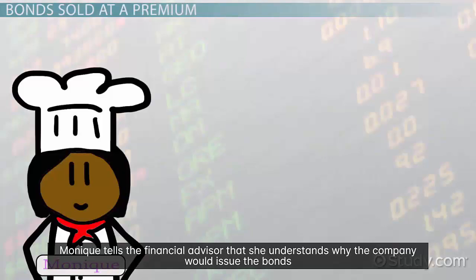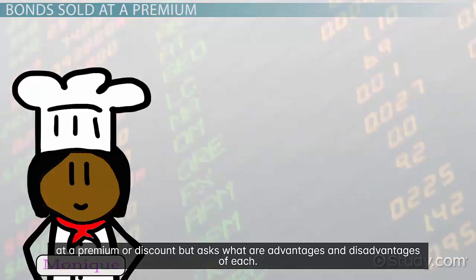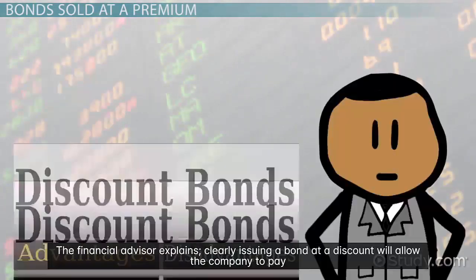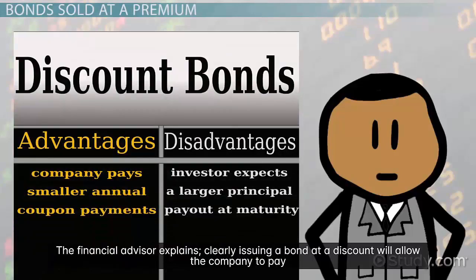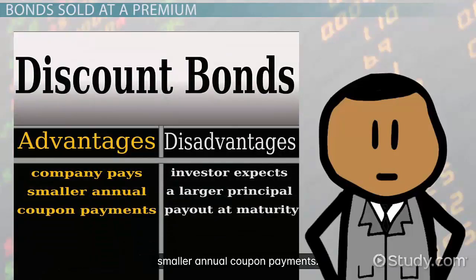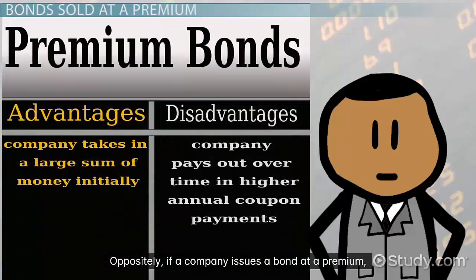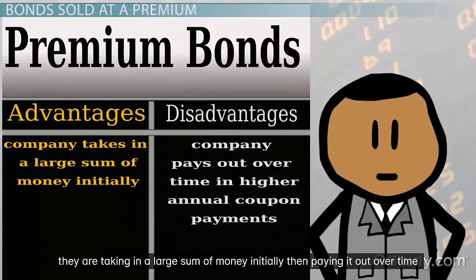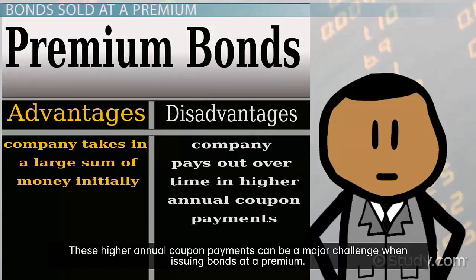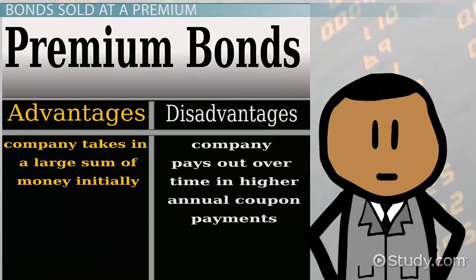Monique tells the financial advisor that she understands why the company would issue the bonds at a premium or discount, but asks what are advantages and disadvantages of each. The financial advisor explains, clearly issuing a bond at a discount will allow the company to pay smaller annual coupon payments. However, once the bond matures, the investor expects a larger payout of principal. Oppositely, if a company issues a bond at a premium, they're taking in a large sum of money initially, then paying it out over time in higher annual coupon payments. These higher annual coupon payments can be a major challenge when issuing bonds at a premium.